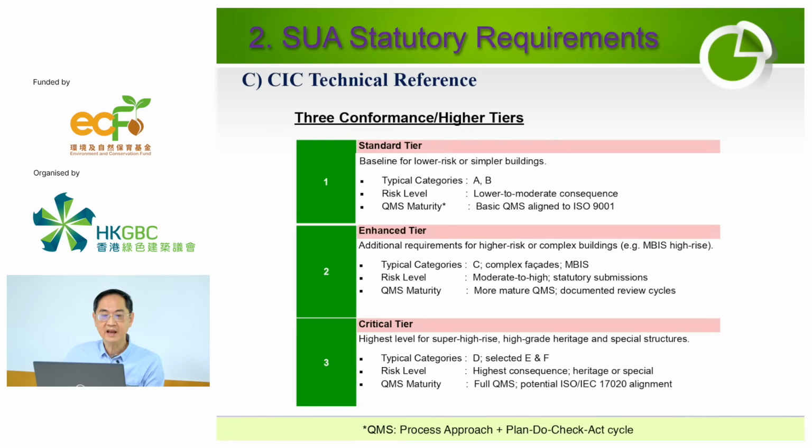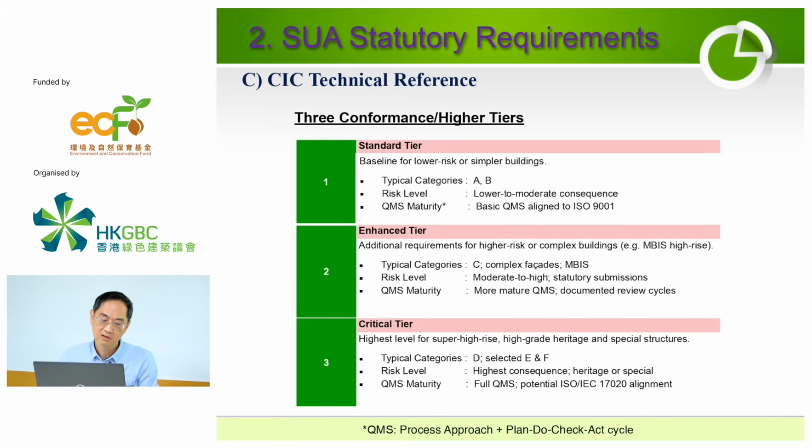And the second is the enhanced tier. It includes CAT-C, complex facade MBIS, which will fall into that enhanced tier. And it is a moderate to high risk level. And then we need to make some statutory submissions for doing the work. And the critical tier includes CAT-D, E, and F. It is the highest consequence risk level.